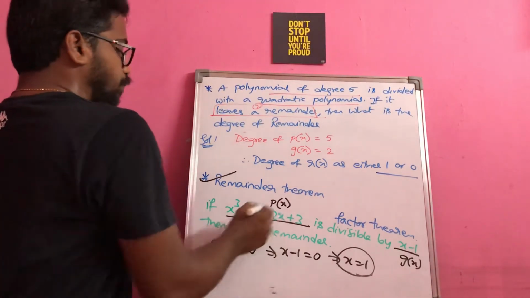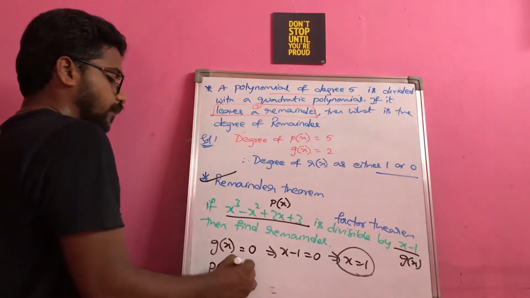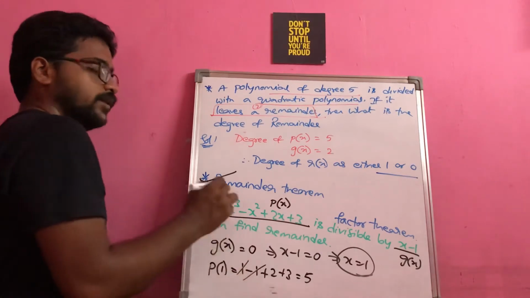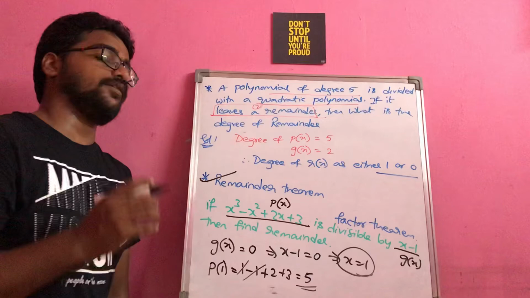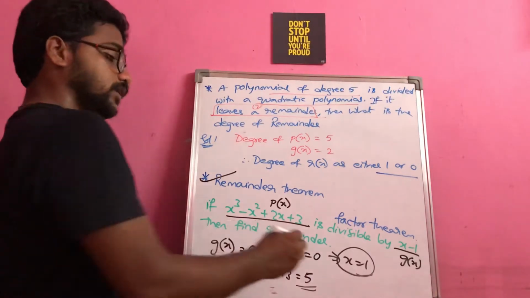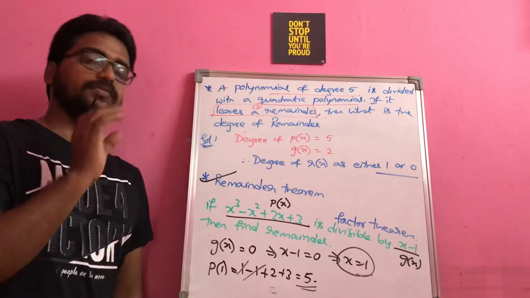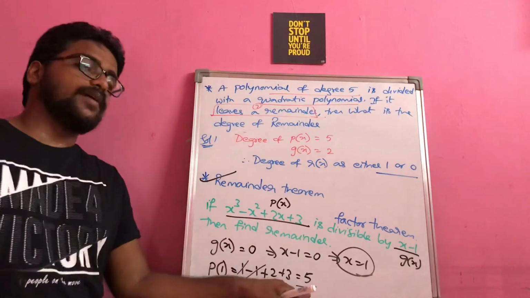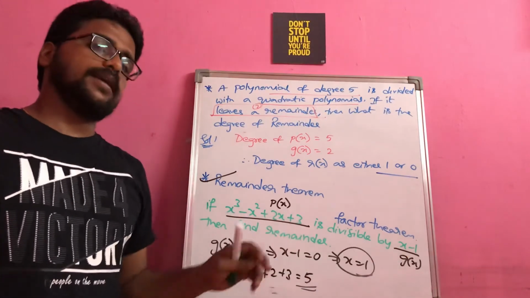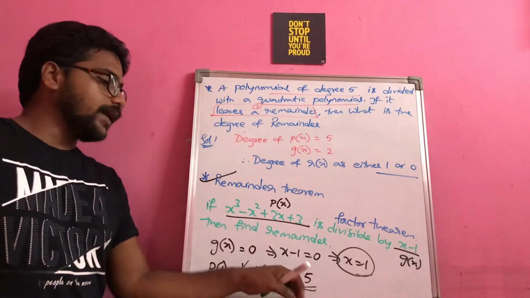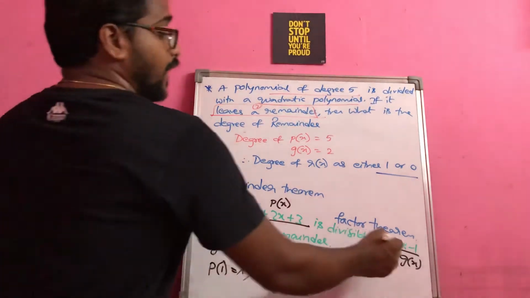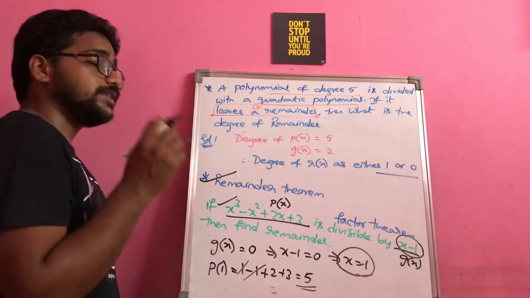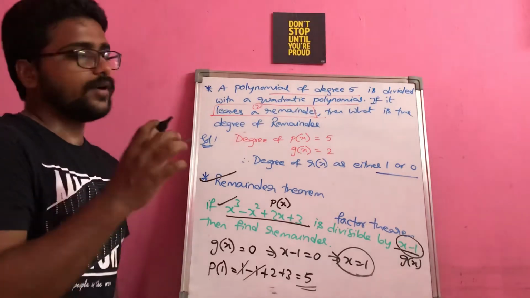So if I substitute x with 1 here, p of 1 will become 1 minus 1 plus 2 plus 3, I am getting 5. So as I am getting p of x equal to some number other than 0, this is an application of the remainder theorem. Instead, if you get p of x as 0 at this particular point, then x minus 1 is a factor of this polynomial. Okay, so this is the basic application of remainder theorem and factor theorem.